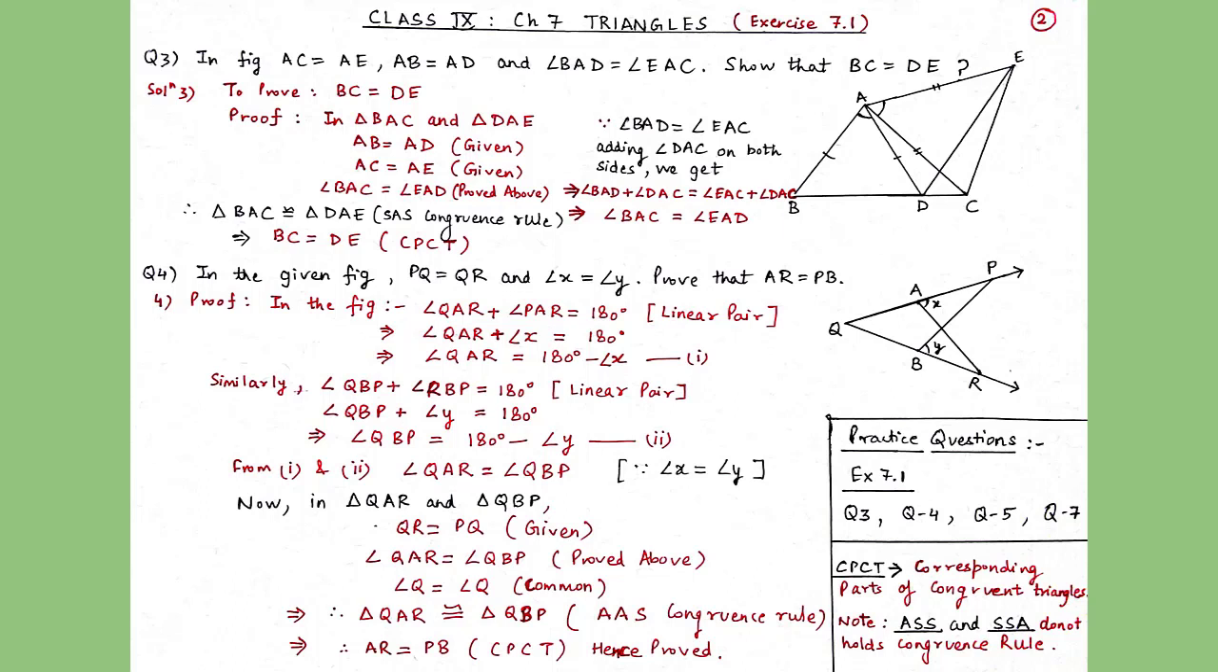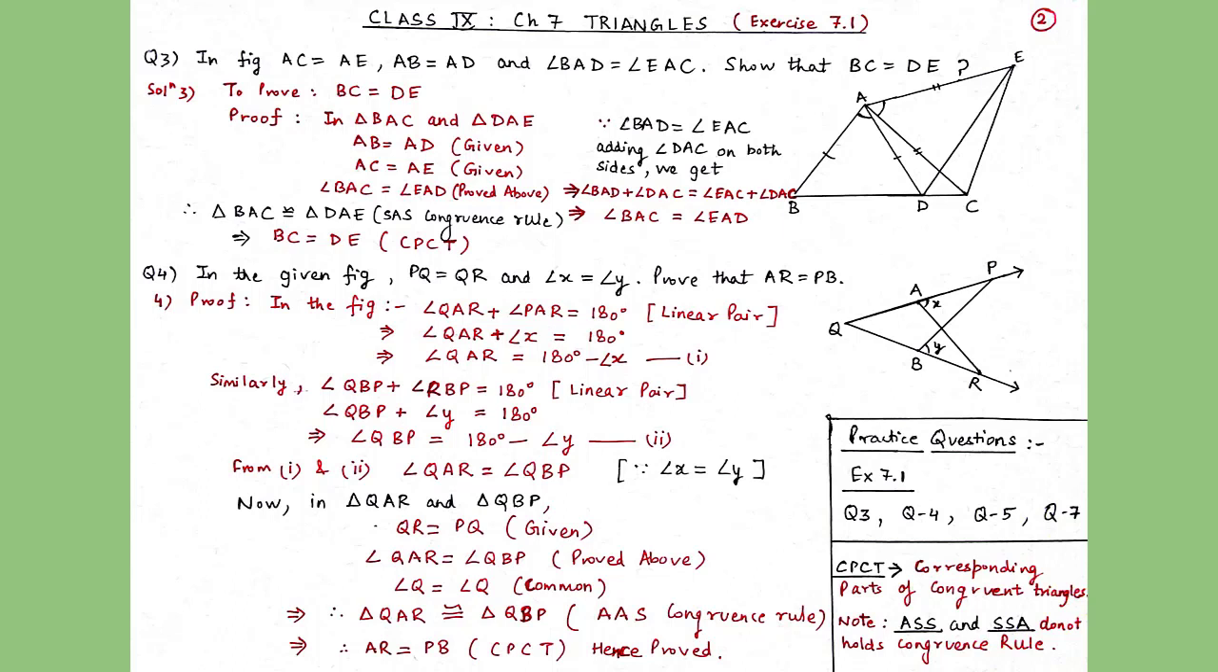Similarly, students, angle QBP plus angle RBP is equal to 180 degrees by linear pair. So from here, angle QBP plus angle RBP, which is equal to angle Y, is equal to 180 degrees. So angle QBP is equal to 180 degrees minus angle Y. This is our second equation. Students, since angle X is equal to angle Y according to our question, from equation number 1 and 2, we can say that angle QAR is equal to angle QBP.